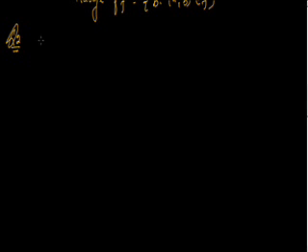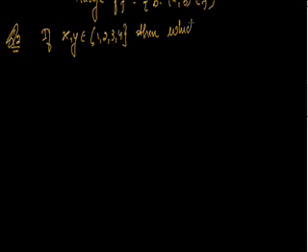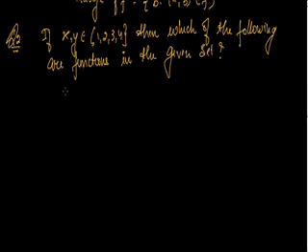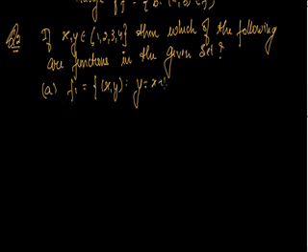In this it is given that if x, y belong to {1, 2, 3, 4}, then which of the following are functions in the given set? We have to find which of the following is a function and which is not. The first one is f1 = {(x, y): y = x + 1}. So we have to check whether it is a function or not.